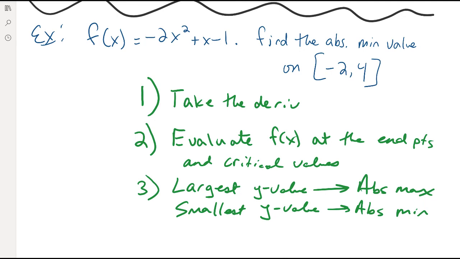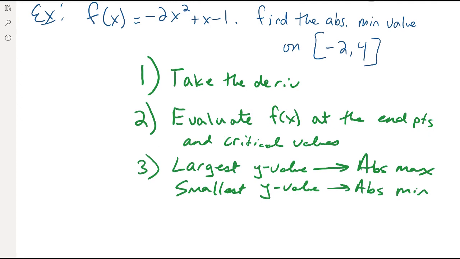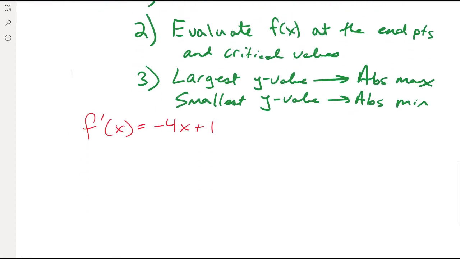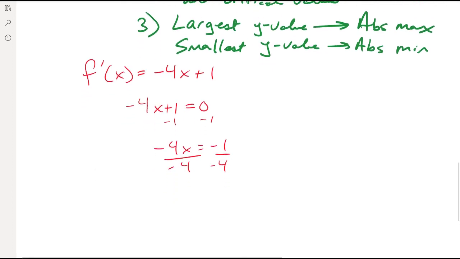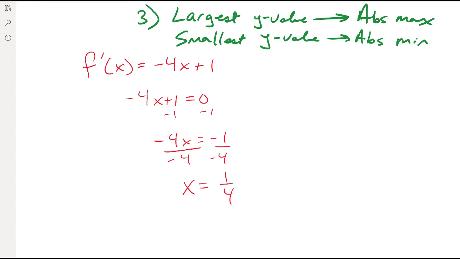Our first step here is to find the derivative. So f prime of x is equal to negative 4x plus 1. To find the critical value, we set that equal to 0 and solve for x. I'm going to subtract 1. Negative 4x is negative 1. Divide through by negative 4, and we get that x is equal to a positive 1/4. This is our critical value.